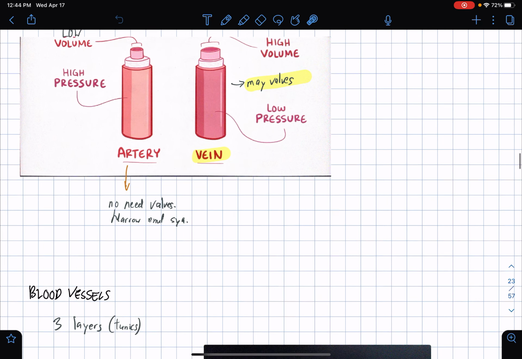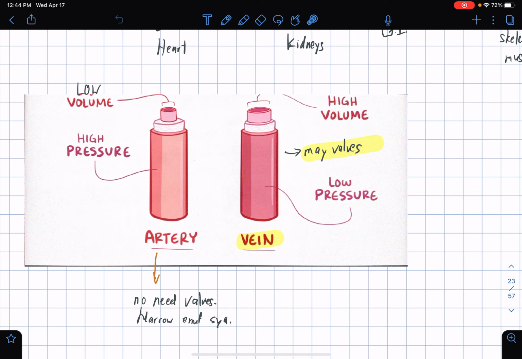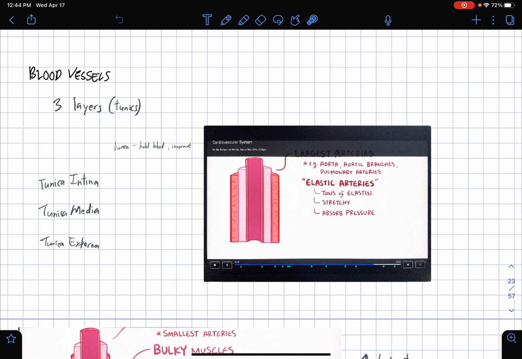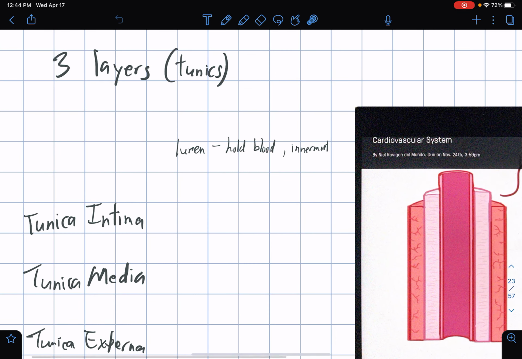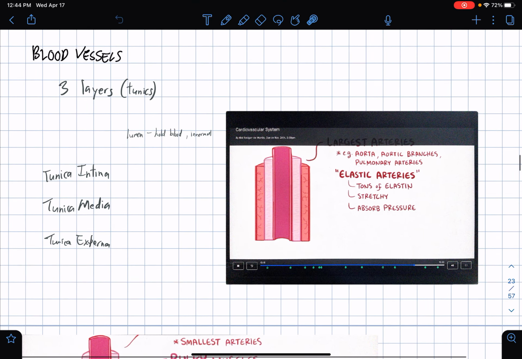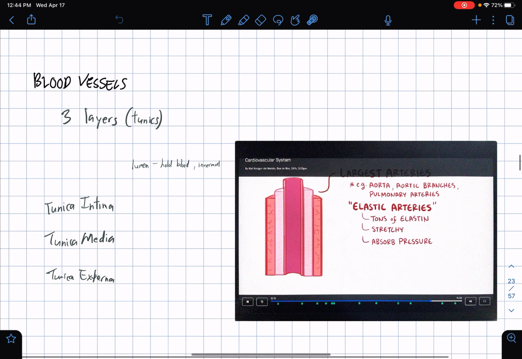Okay, so where are we? So yeah, that's everything you need to know. No valves for arteries. There are valves for veins. Let's go to the 3 layers of the blood vessels, in other words, tunics. Lumen, by the way, is what is responsible for holding blood, innermost. Okay, I personally don't understand my own reviewer in this part. So yeah, 3 layers. We have the tunica intima, tunica media, and tunica externa.